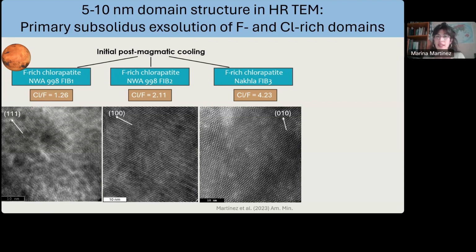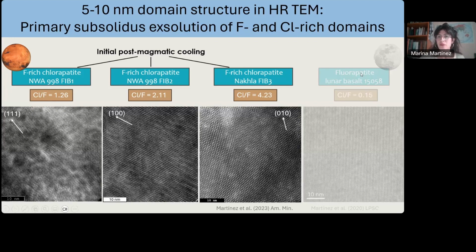And for NWA, we are at a higher chlorine to fluorine ratio. That's more towards chlorine-rich apatite, and so less chances to develop these domains. And also they cool very fast, so less time to make the exsolution phenomena.